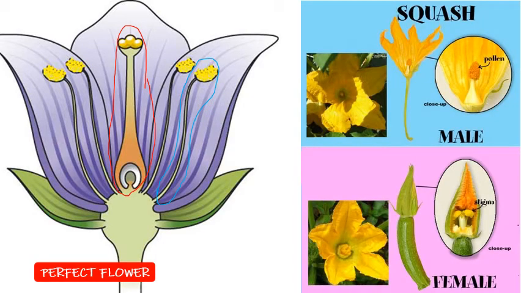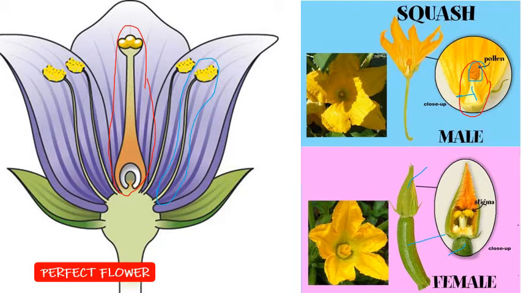Some flowers do not show both organs. Look at the squash flower. We have male flowers with a stamen only. This is the anther making the pollen, and this is the filament holding the anther. We have also female squash flowers with a stigma, a style, and an ovary right here.